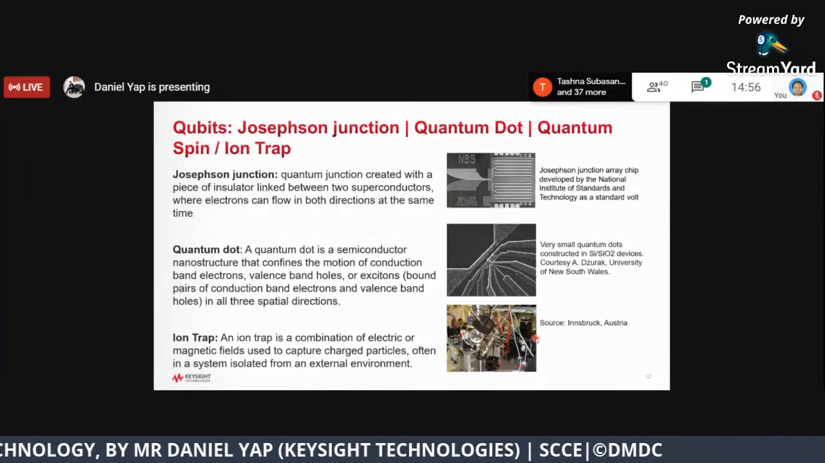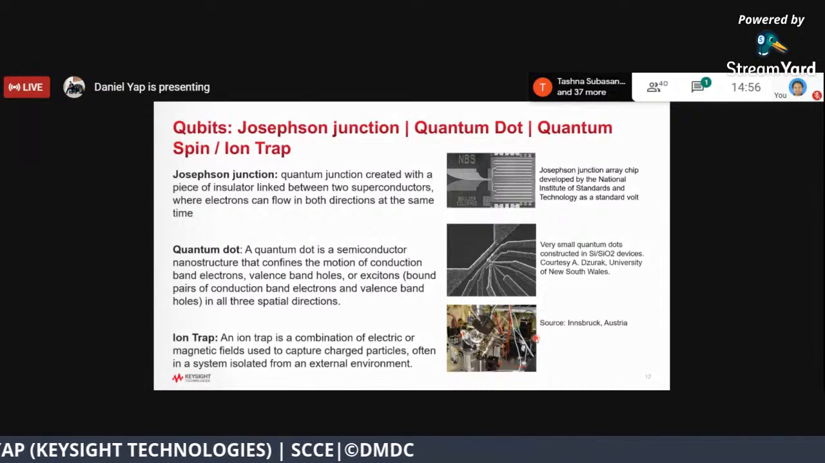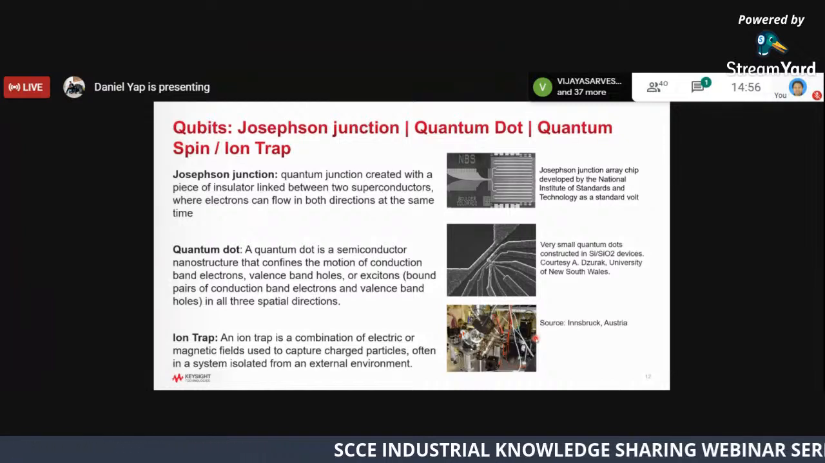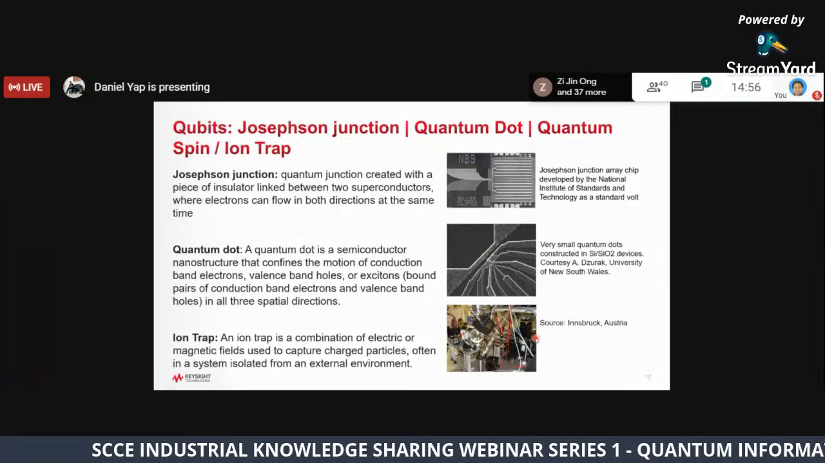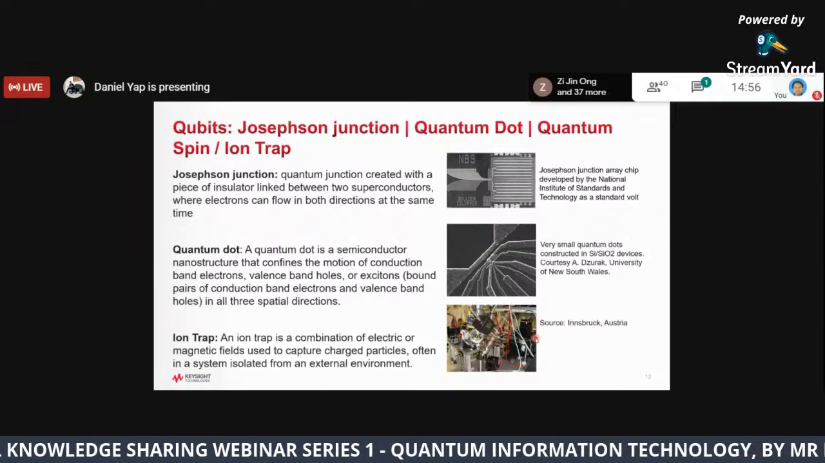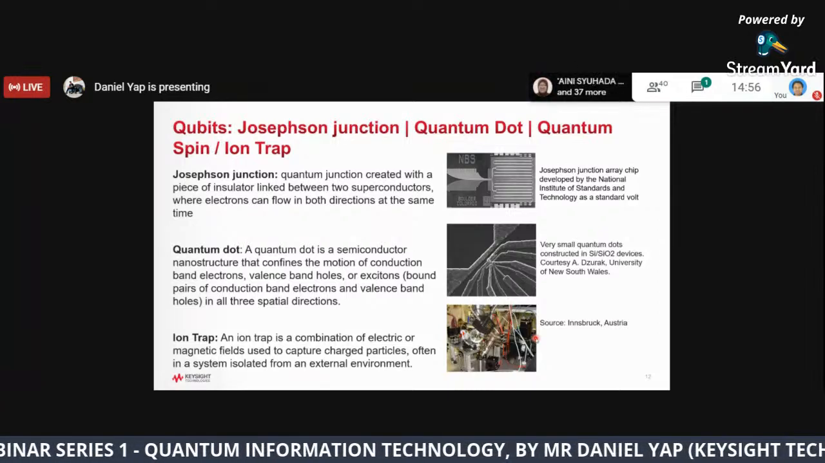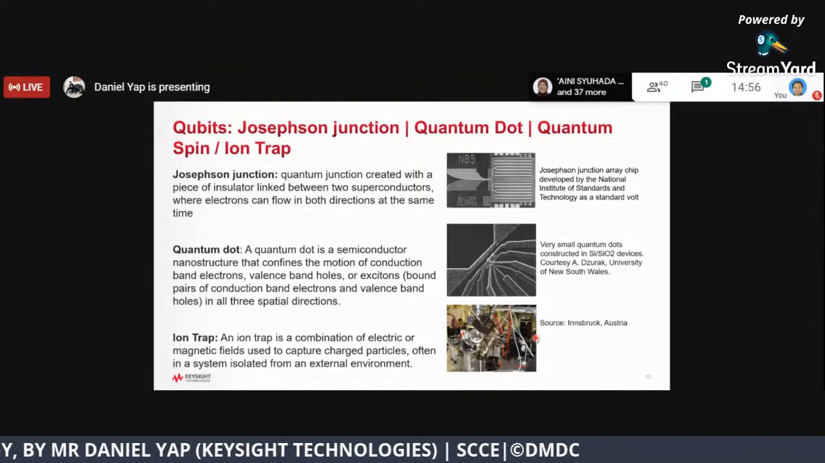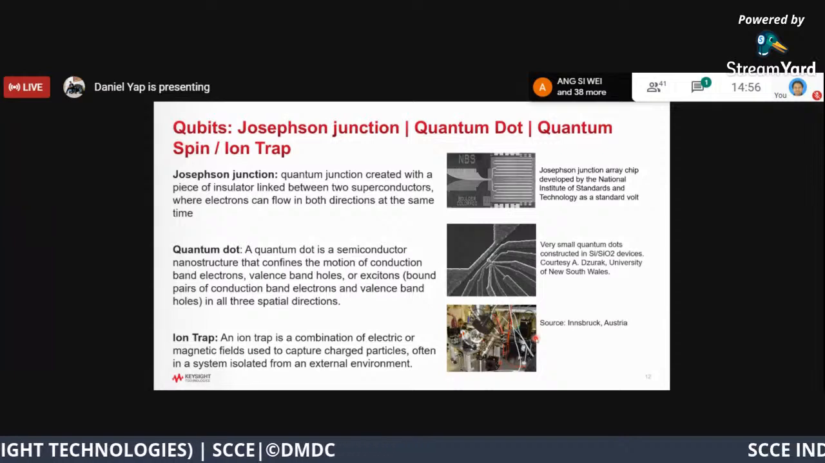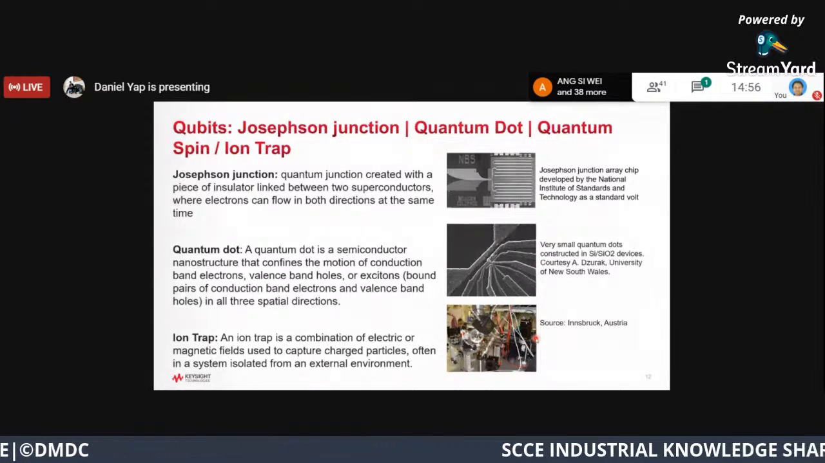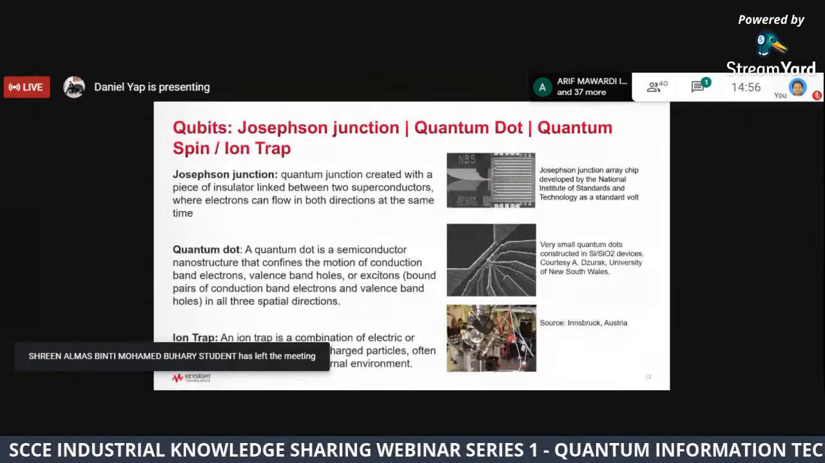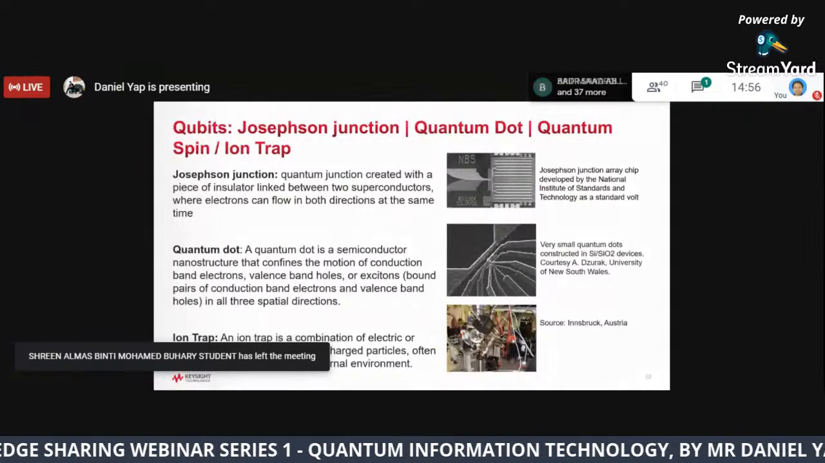The third one is the ion trap. Ion trap is very different from the first two because the first two are based on semiconductor technique. The third one is a lot more in the photonics area. It means that they use optics to excite the atom and charge up the particles to get the information. So ion trap, in terms of cost of implementation, will be much cheaper.